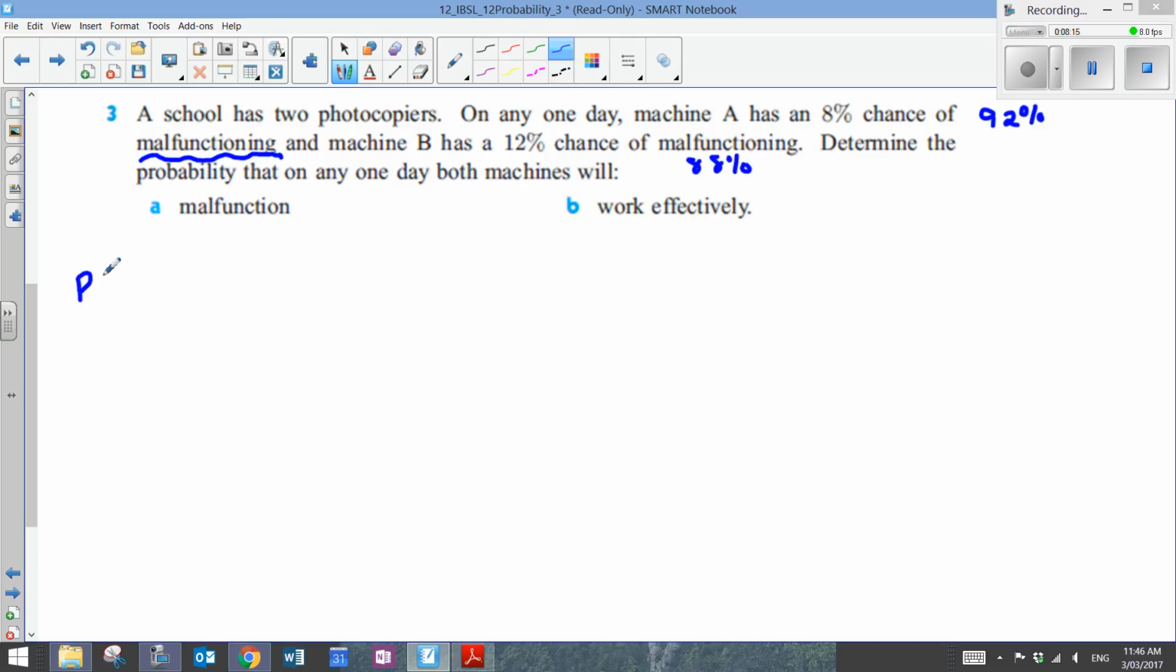So if we're interested in them malfunctioning, we want the probability that they will actually malfunction. So we want machine A to malfunction, which would be our first event. So 8% chance of malfunctioning, so 8%, or 0.08, multiplied by, I also want machine B to malfunction, which is 12%. So then I can find my probability.